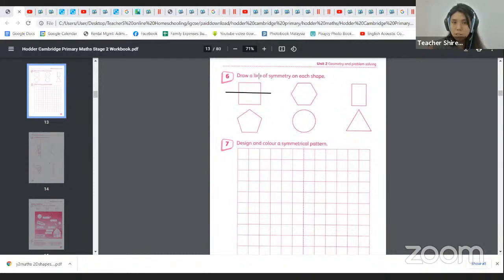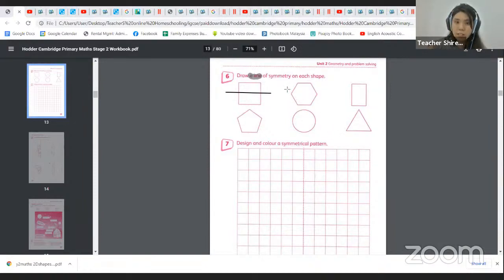Okay, 13, you have to draw a line of symmetry. Charmaine, do that later. Do you understand? Okay, please turn to page 13. Each and every picture there might be a few lines of symmetry, but you don't need to do all, you just need one line, any one line that can cut half.